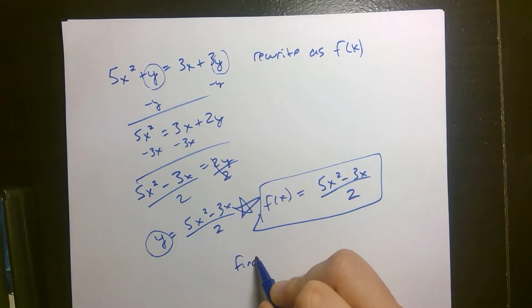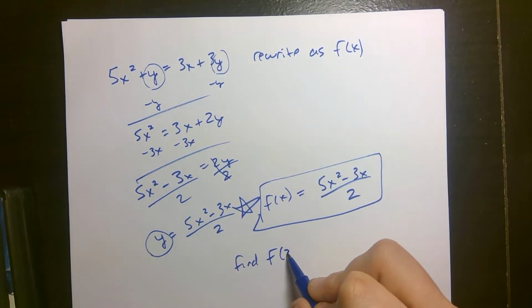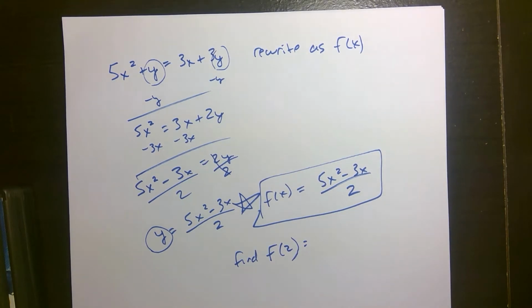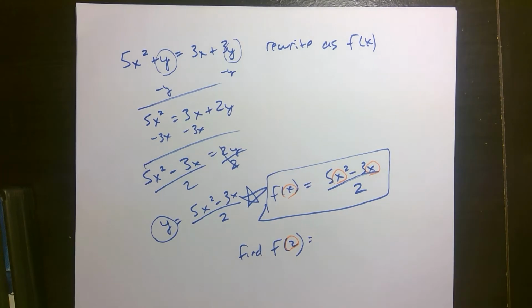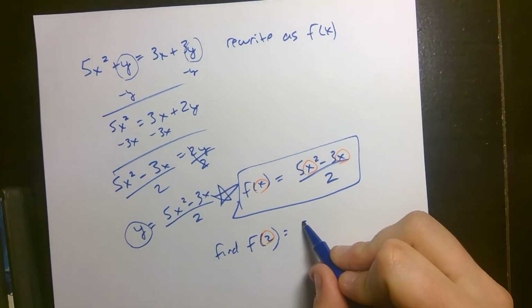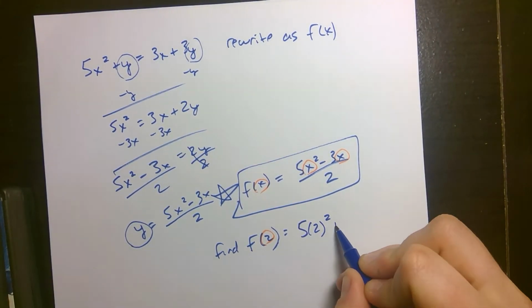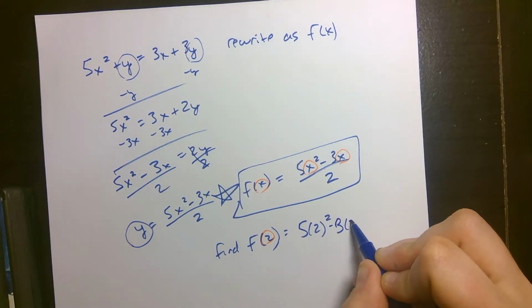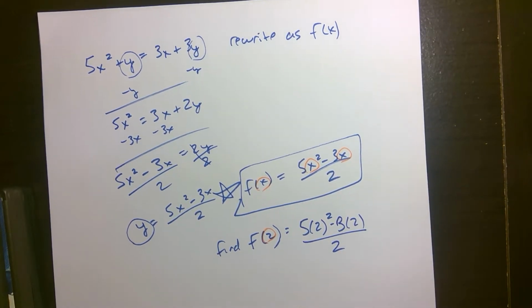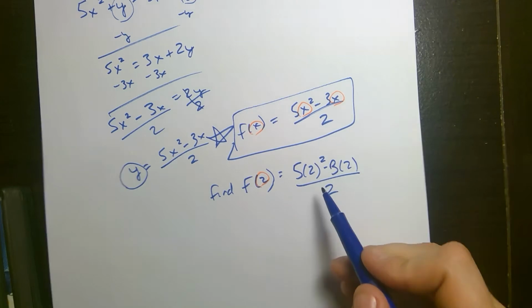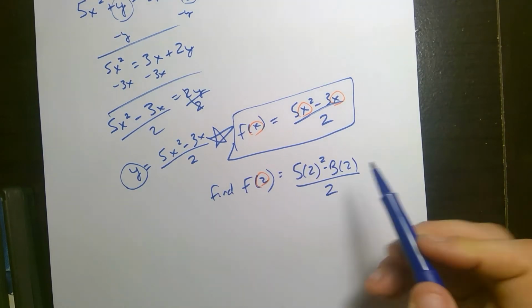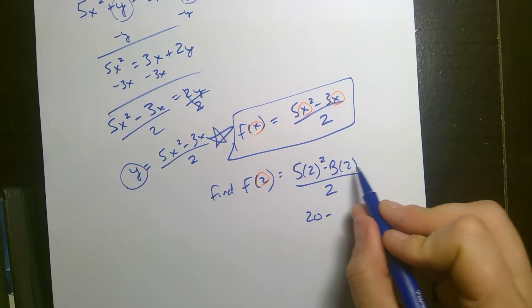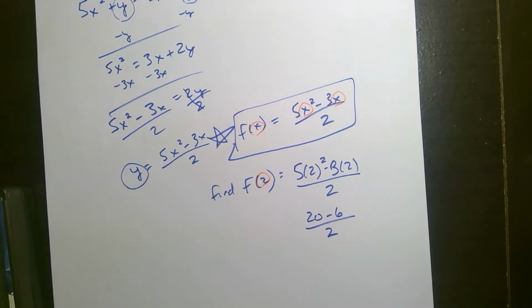Now, the second thing I'm going to want to do once I have this is find f of, let's say, 2. Anywhere I see an x in my function, I'm going to replace it with the number 2. That will give me 5 times 2 squared minus 3 times 2, all over 2. Now this is just an order of operations problem. 2 squared is 4, and 4 times 5 is 20. Subtraction sign. 3 times 2 is just 6. This is still over 2.